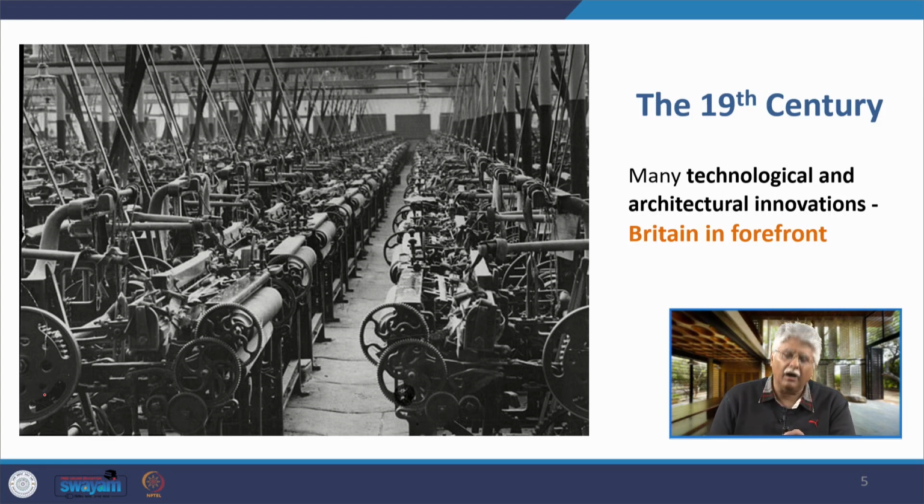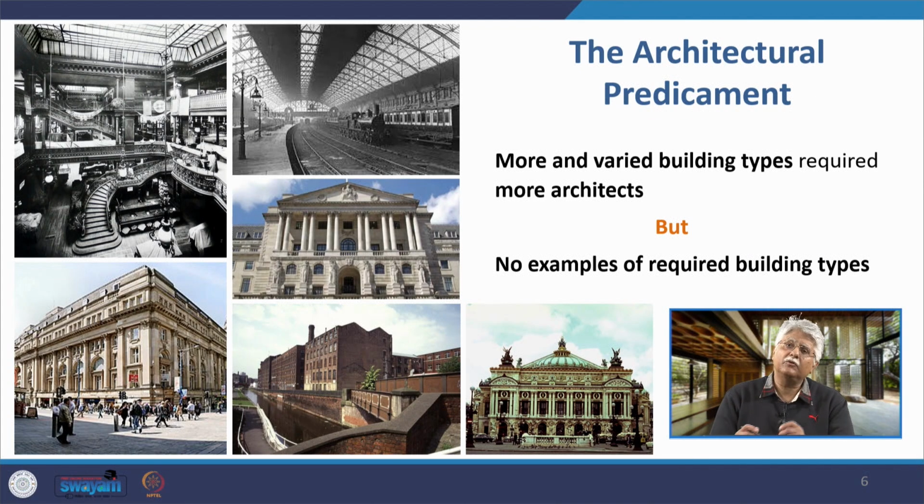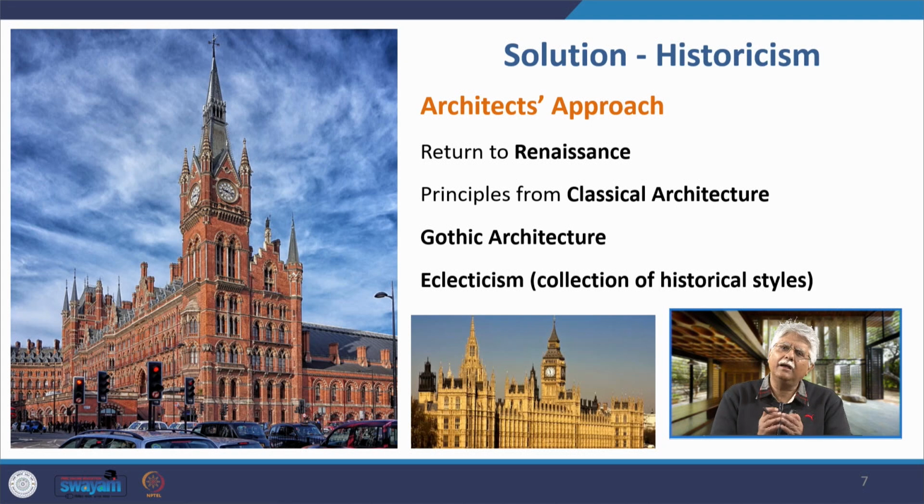Many technological and architectural innovations took place in which Britain was at the forefront. But there was also an architectural problem, an architectural confusion or predicament. Though a wide variety of building types were required during this period, there were no examples of the required building types. For example, there was no example of a railway station in the past, and there was no example of many other building typologies in the past, and they had to evolve these buildings or conceive and imagine these buildings from scratch. As a result of that, they had to depend on different approaches to design these buildings.